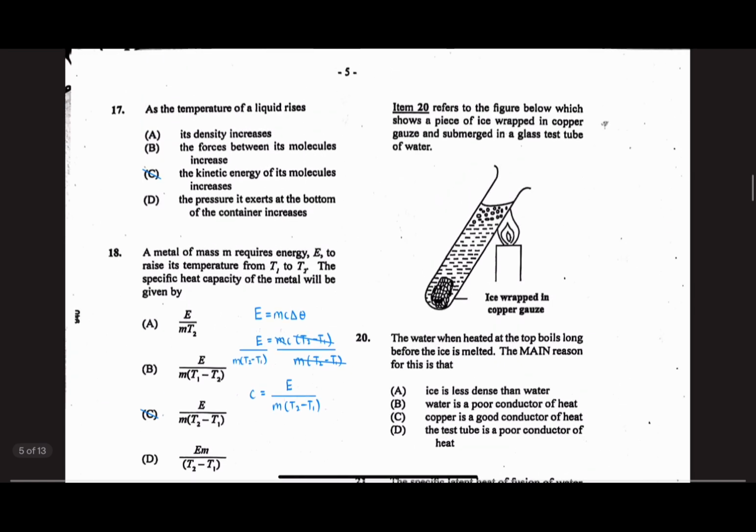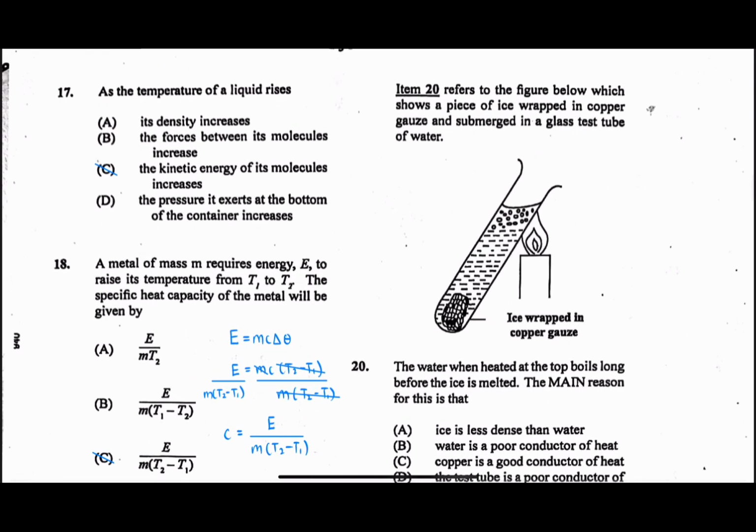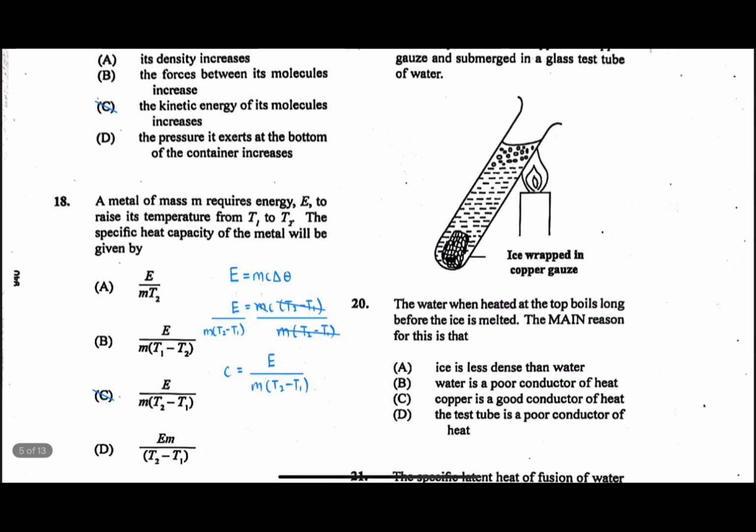Question 20. In question 20, it shows a piece of ice wrapped in copper gauze and submerged in a glass test tube of water. The water, when heated at the top, boils long before the ice is melted. The main reason for this is because water is a poor conductor of heat.